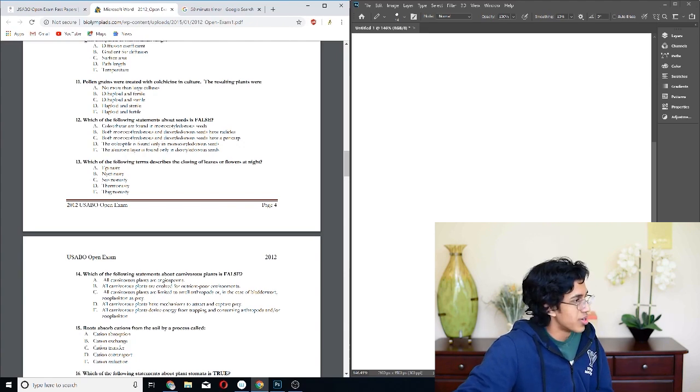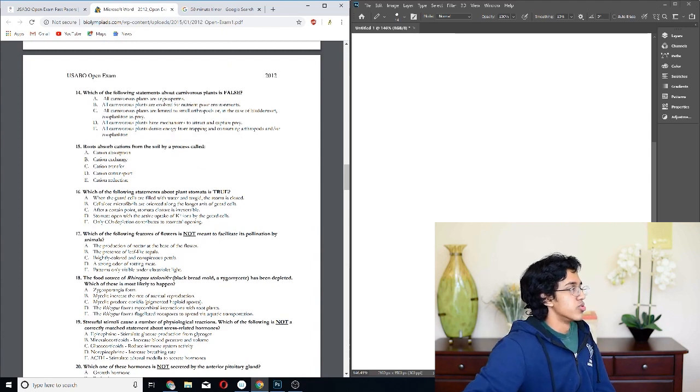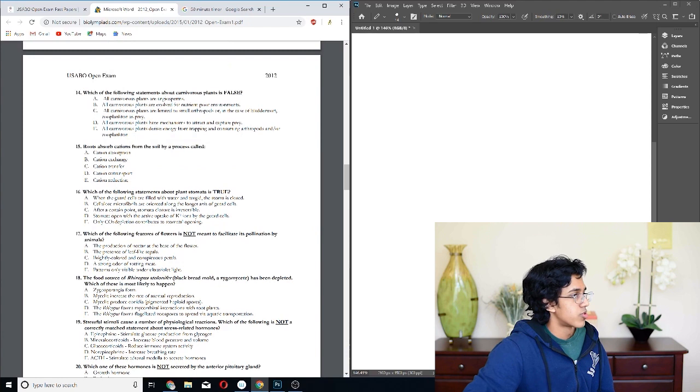Latin roots, bruh. Okay, which of the following is true about carnivorous plants? All of them are angiosperms. All of them evolved for nutrient-poor environments. All are limited to small arthropods. All have mechanisms to capture and attract prey. I feel like A is probably wrong, right? Wait, could carnivorous plants eat bigger things? I think they could, right? I think A seems like it's the least likely to be correct.